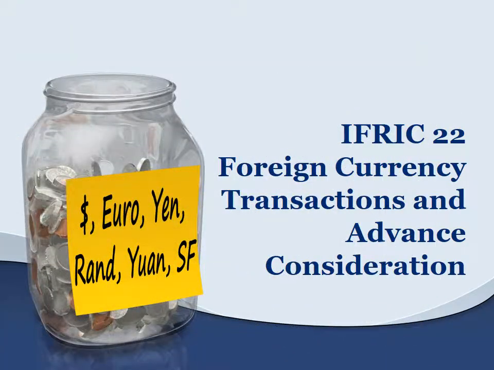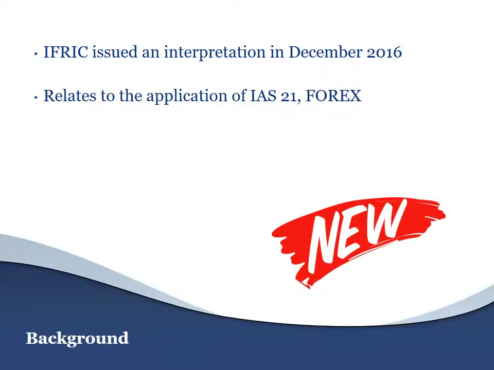We'll start off by having a look at IFRIC 22 on foreign currency transactions and advance consideration. This particular interpretation was issued back in December of 2016, and it relates to the application of the standard that we've always had on foreign currency transactions, which is IAS 21. What we'll do as a starting point is have a recap of some of the issues that are dealt with in IAS 21, and these are as follows.